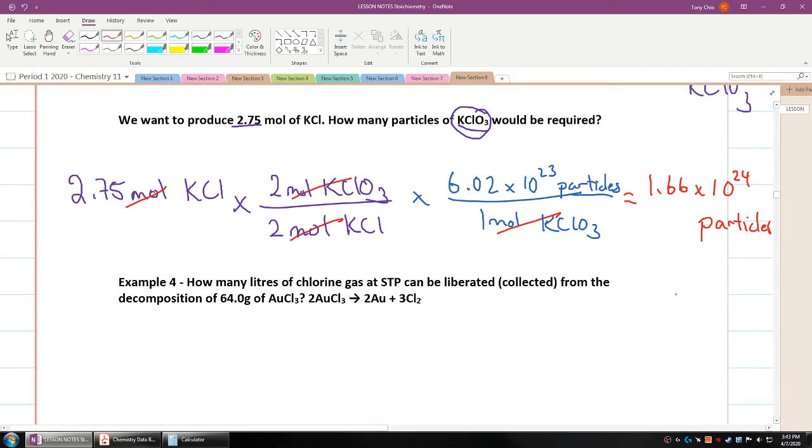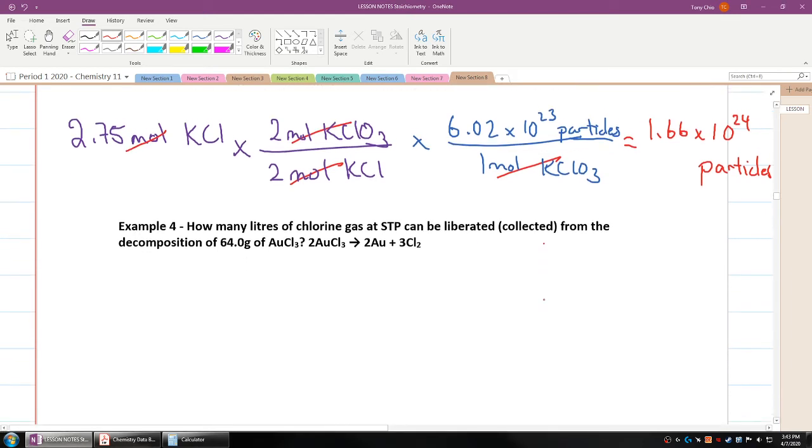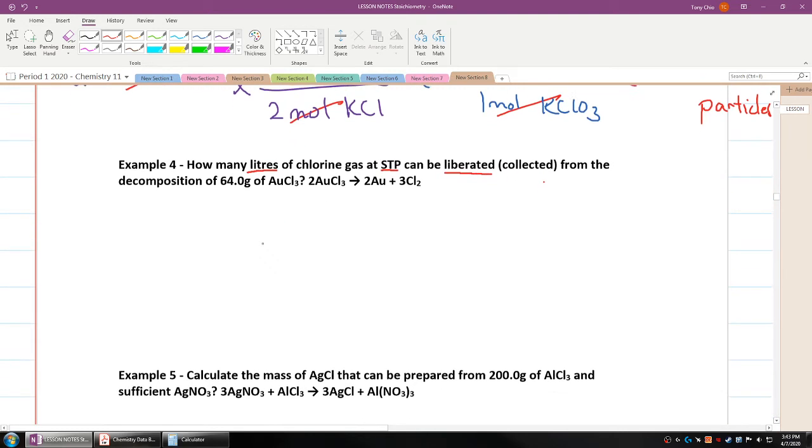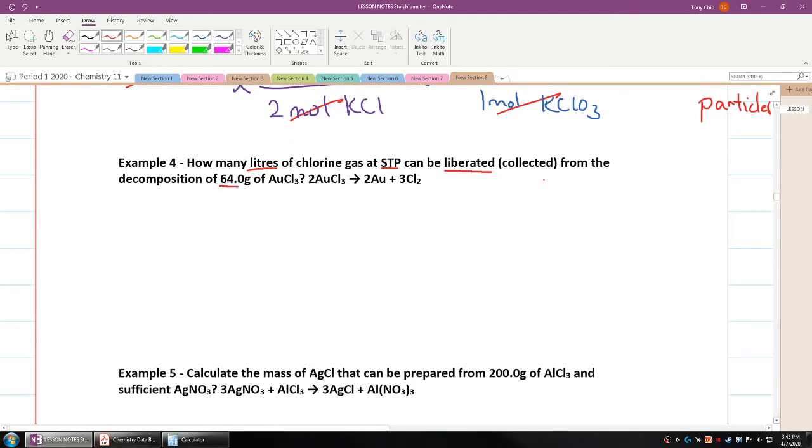So now we're going to try example number 4, which is: how many liters, so we're going to solve for liters, of chlorine gas at STP can be liberated, which means collected, from the decomposition of 64 grams of gold chloride. In this case, gold 3 chloride. So here's our balanced reaction right there.